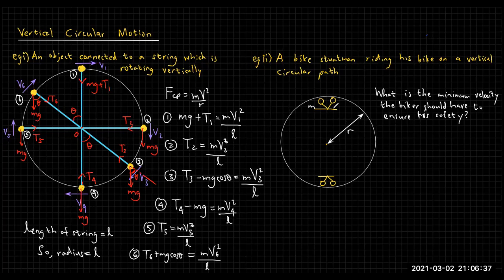So what is the approach for this question? How should we approach this? Now, they are asking for the minimum speed. So imagine, this is the most critical position, therefore you have to analyze the most critical position. Now, when he goes at the minimum speed, what is going to happen? When he goes at the minimum speed, there will be only one force acting on him. What is that force? Only his weight.